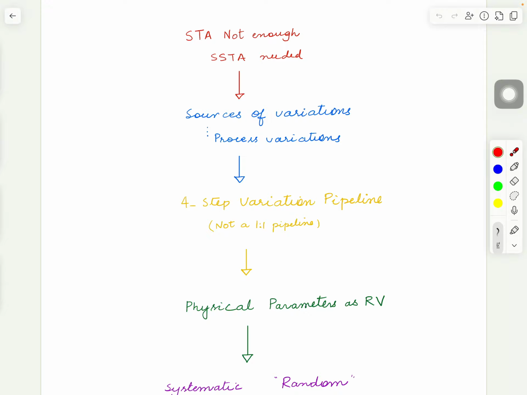Then we talked about the 4-step variation pipeline, if you remember. Process variation changes physical parameters, which change electrical parameters, which change delay and slew. Within that we also discussed that a change in one physical parameter can cause variations in multiple electrical parameters, and similarly one process can change multiple physical parameters.